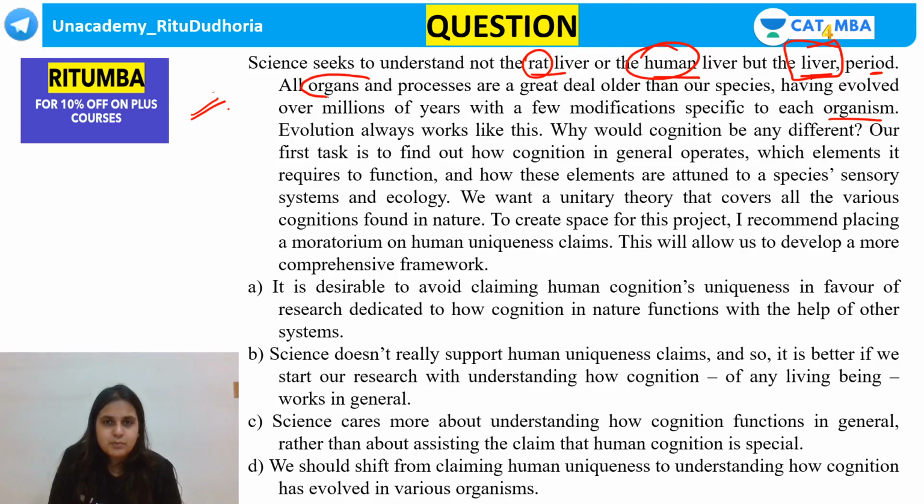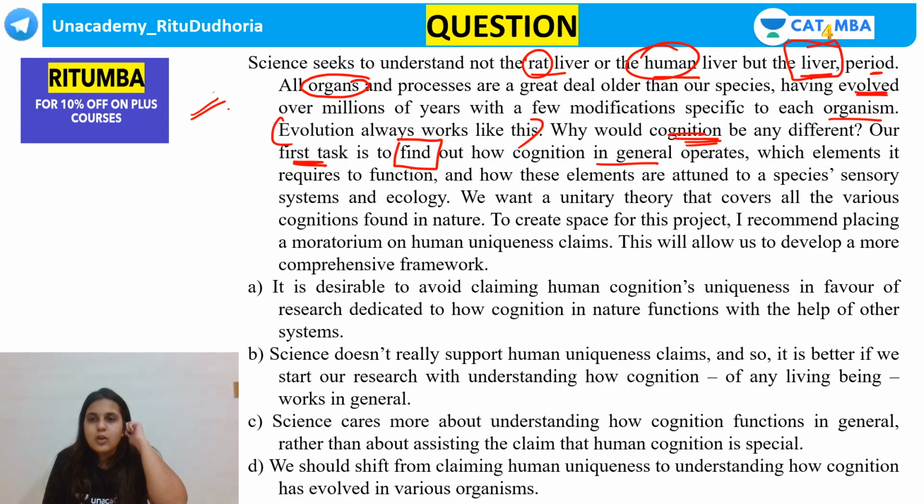So it says organs and processes have evolved millions of years, and just different species में थोड़ा थोड़ा change हो जाता है, थोड़ा थोड़ा modification हो जाता है. Evolution always works like this. Why would cognition be any different? What is cognition, guys? Cogn as a root word means mind. So cognition means knowledge. Our first task is to find out how cognition in general operates, which elements it requires to function, how these elements are attuned to a species' sensory systems and ecology.